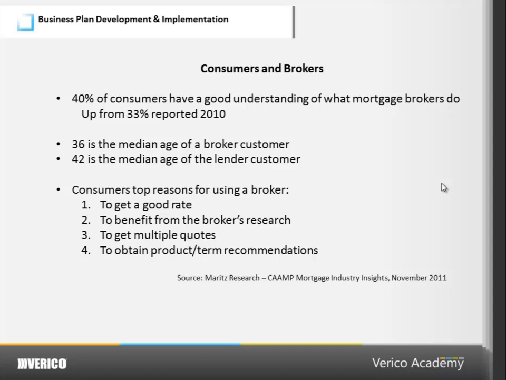Consumers' top reasons for using a broker are, number one, to get a good rate. Number 2, to benefit from the broker's research. So again, they're looking for specialists in the mortgage industry. Number 3, to get multiple quotes. For years now, the stat has been 1.9 quotes per customer. Number 4 is to obtain product term recommendations. So again, they're looking for a specialist with mortgages.